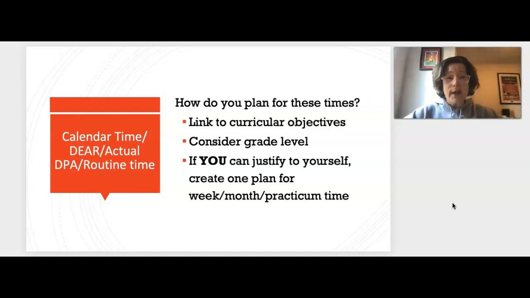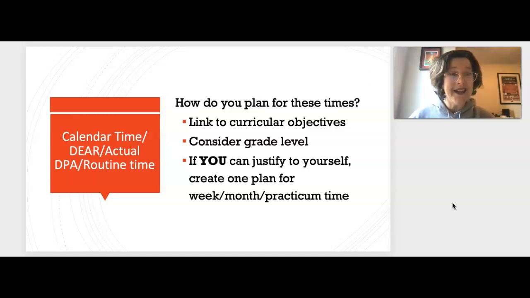So here is what we are going to charge you with for these particular times. If you can justify to yourself and ultimately to us, you create one plan for the week of calendar time, the month of calendar time, or one lesson for your entire practicum time. So for kindergarten, if the purpose of calendar time for the entire 12 weeks that you are there is to introduce them to academic school language, then you could do one lesson plan for the practicum time. However, we want you to be able to justify that.